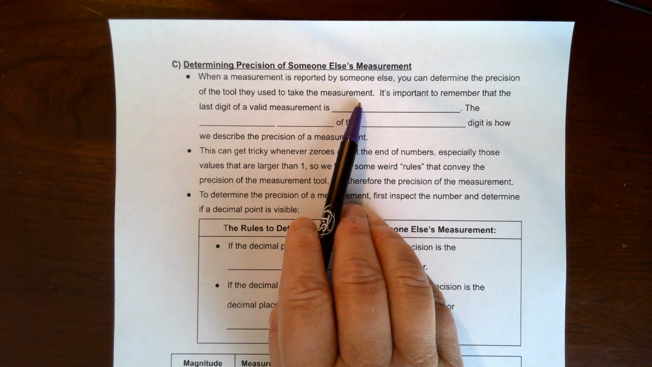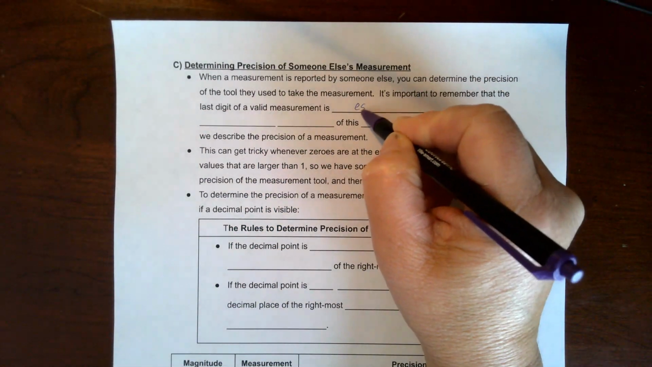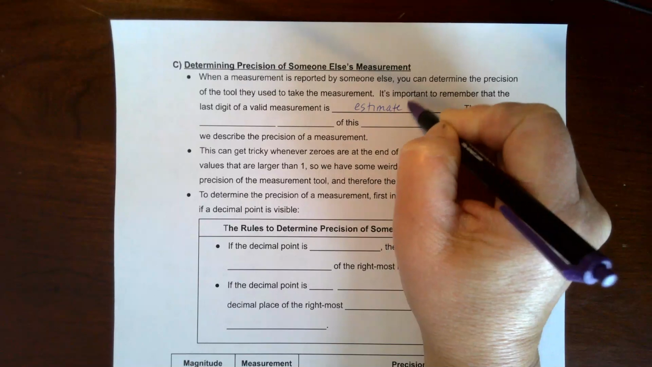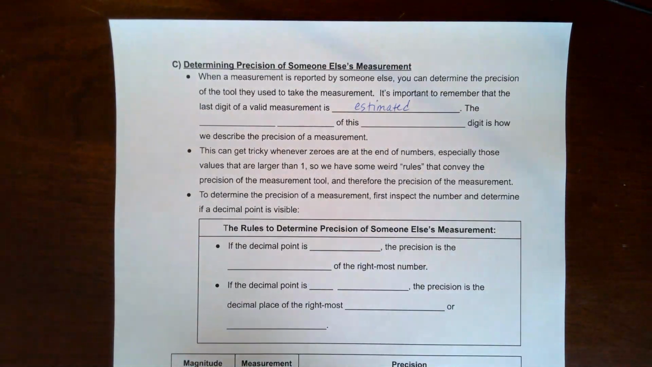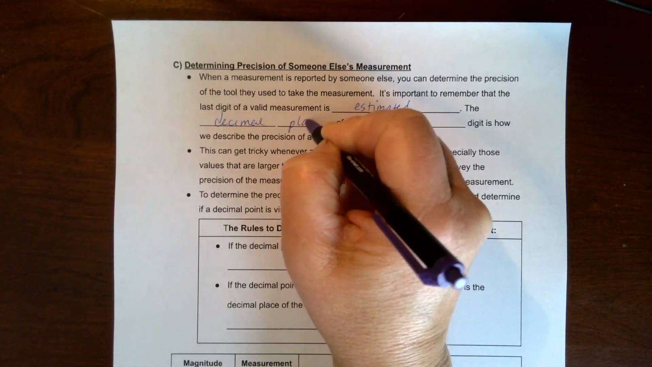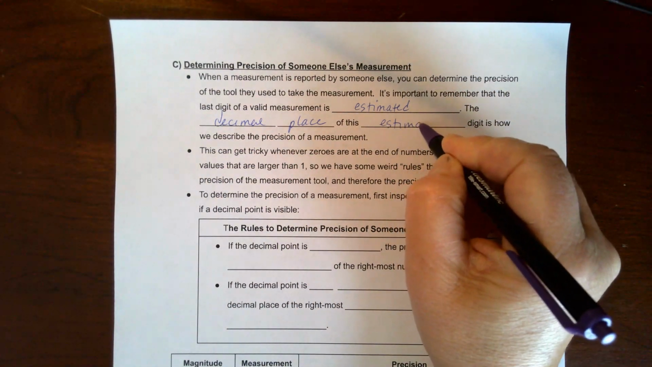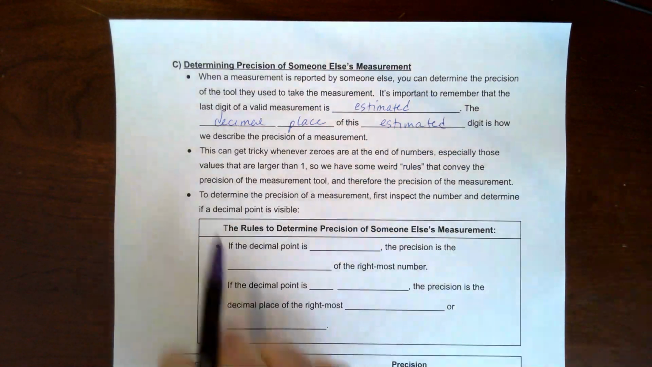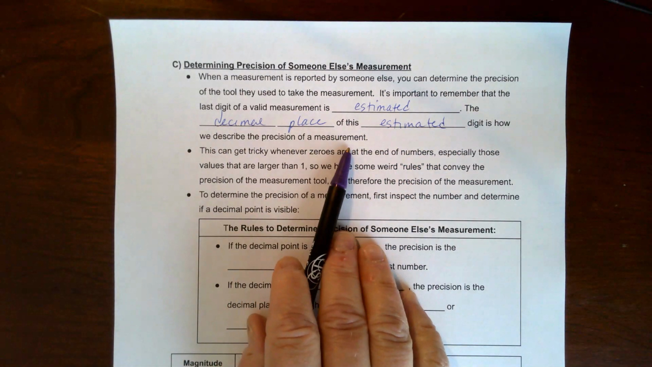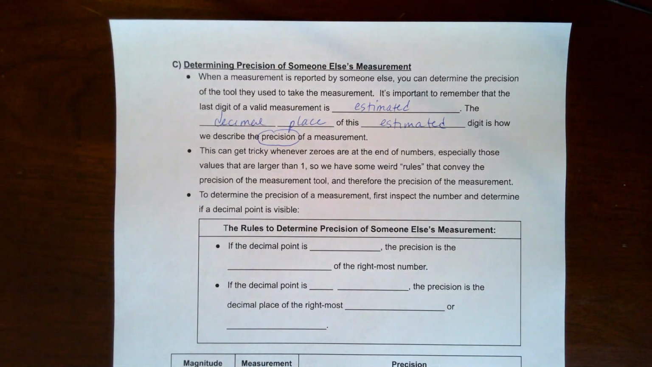It's important to remember that the last digit of a valid measurement is always estimated. The decimal place of this estimated digit is how we describe the precision of a measurement. Remember, when we ask you for precision, we are asking you to report a particular decimal place.